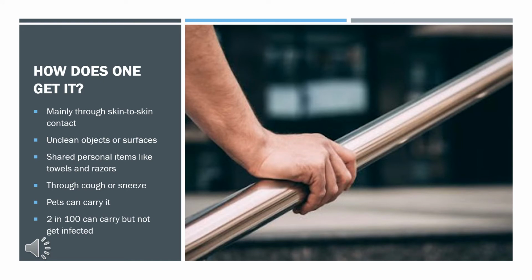How does someone get MRSA? As stated in some points earlier, MRSA mainly spreads through skin-to-skin contact and unclean objects or surfaces, such as shared personal items, clothes, towels, razors, or public railings. Additionally, it can be spread by a cough or a sneeze as well. Even pets can carry MRSA and spread it to you. It can live on areas like your pet's fur, their nose, and their toys. According to experts, 2 in 100 people can carry the bacteria, but may not get infected from it.